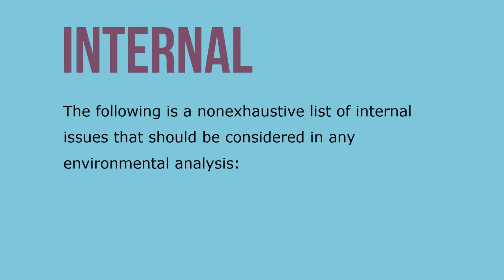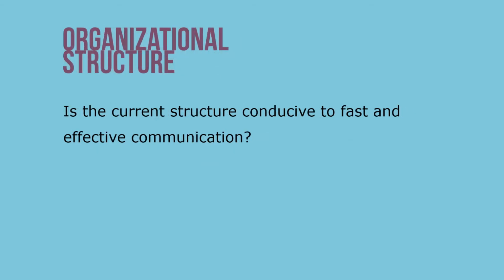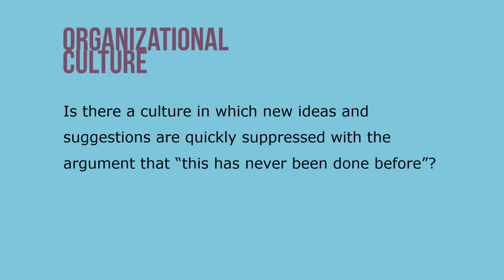The following is a non exhaustive list of internal issues that should be considered by any environmental analysis. Organizational structure. Is the current structure conducive to fast and effective communication? Organizational culture. Organizational culture includes unwritten norms and values espoused by members of the organization. Is there a culture in which new ideas and suggestions are quickly suppressed with the argument that this has never been done before?